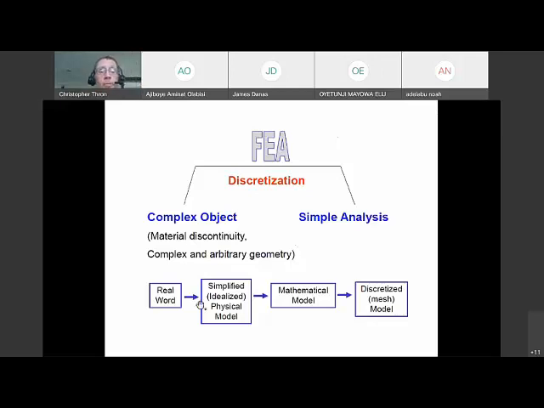So you take a real-world situation, you get a physical model, turn it into a mathematical model, and then you discretize. What does discretize mean? Discretize means you take something continuous, right? So maybe I can show you this.